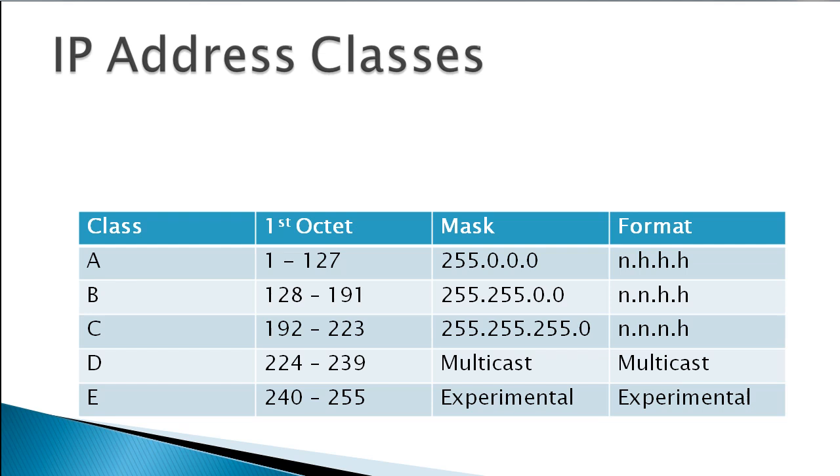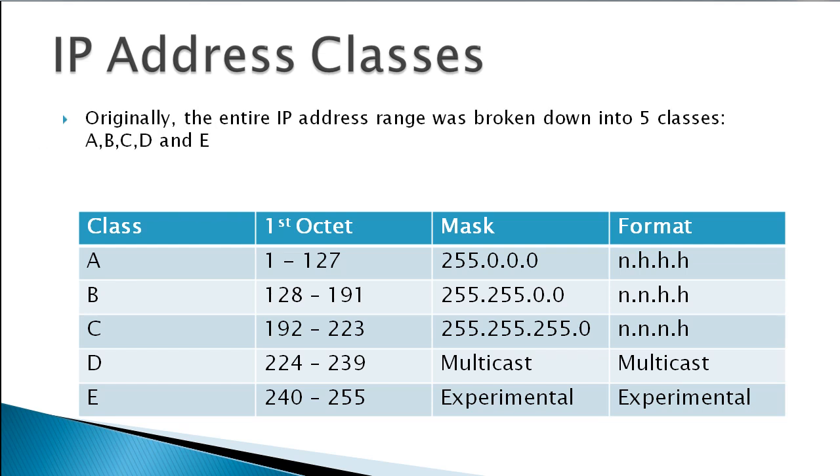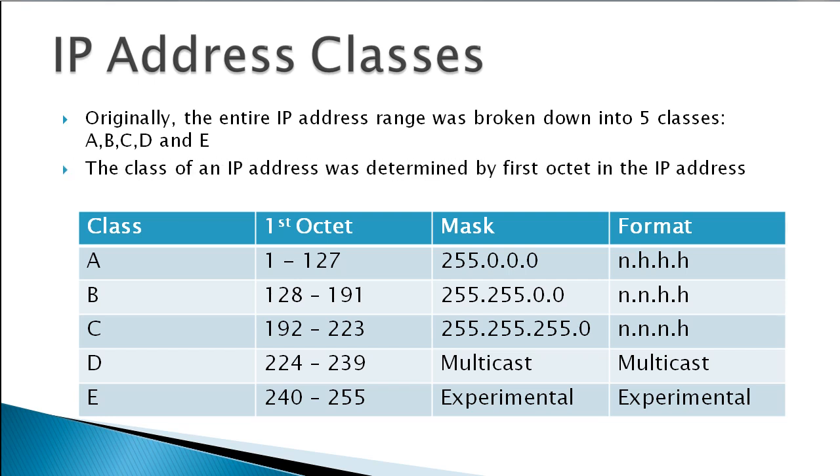IP address classes. Originally with the IP protocol, they took the entire IP address range and divided it up into 5 different classes called A, B, C, D, and E. Each class, the class of an IP address, was determined by the first octet in the IP. Also, each class had a default subnet mask. So each class had a default number of bits that specified the network and the host.